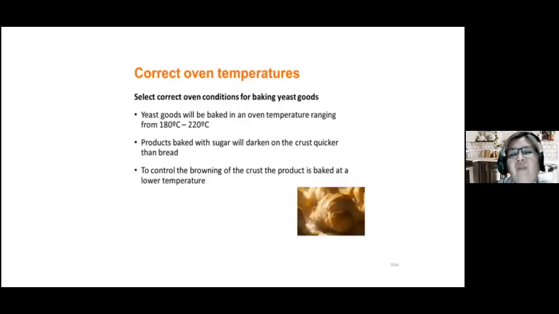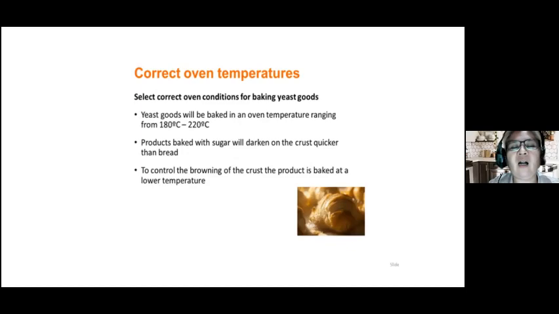Okay, what is the correct oven temperature? When you say correct oven temperature, that should be the range of oven temperature that you use when you do the heating. It can be in Celsius or in Fahrenheit. Now, 180 degrees Celsius will be about 350 degrees Fahrenheit. And 220 degrees Celsius is too high. That's about 400 degrees Fahrenheit.